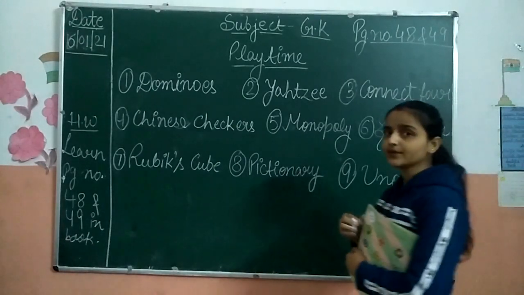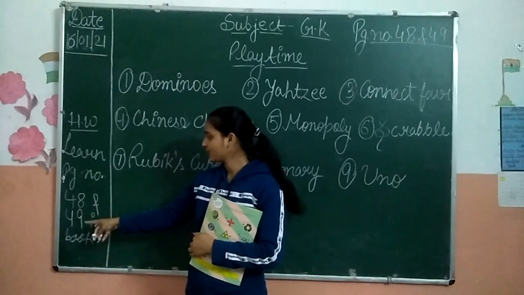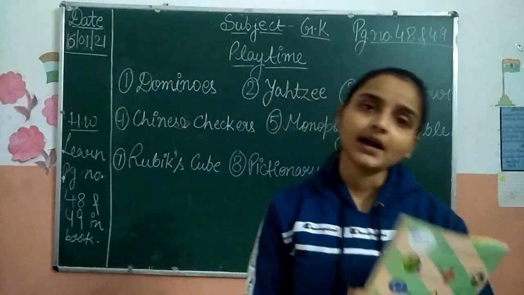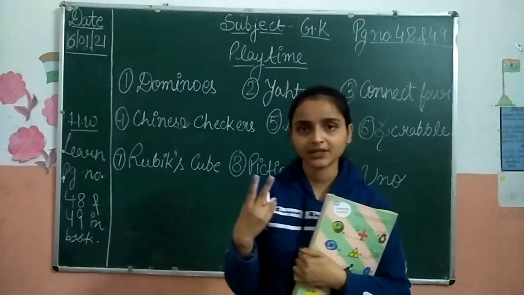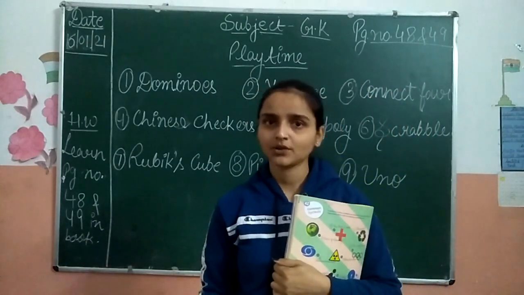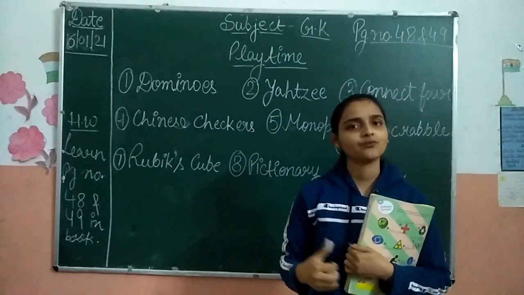Okay. Your homework is to learn page number 48 and 49 in the book. Okay. Understood everyone? It means we have done 2 pages today. Page number 48 and 49. You have to learn both pages. Okay. This is the homework. Now copy it down fast.